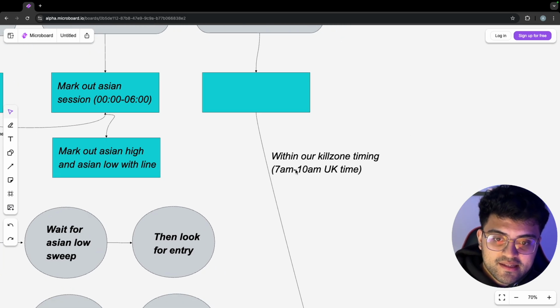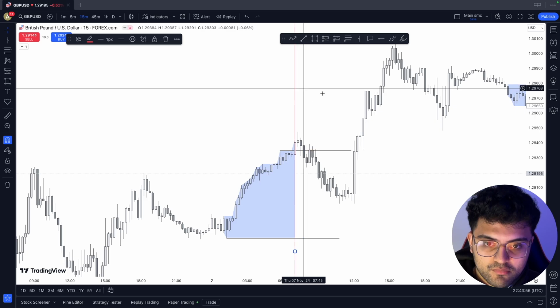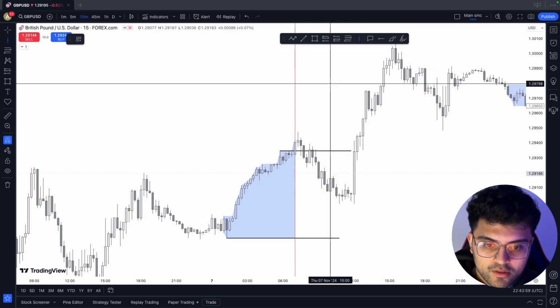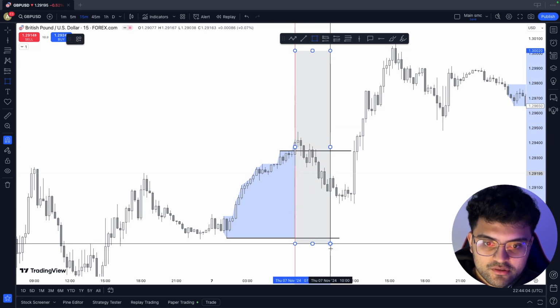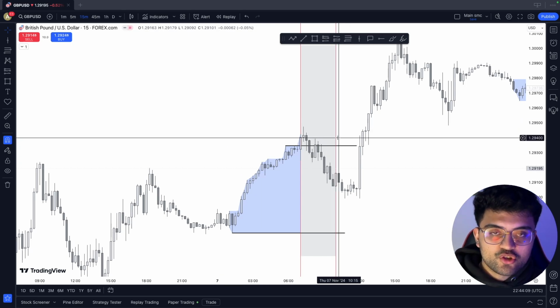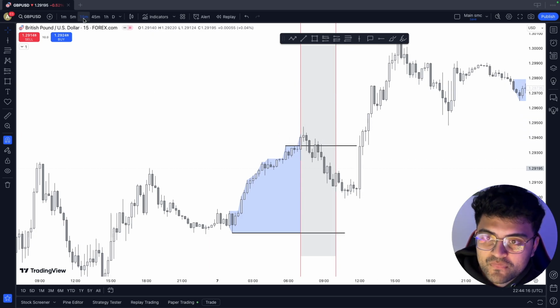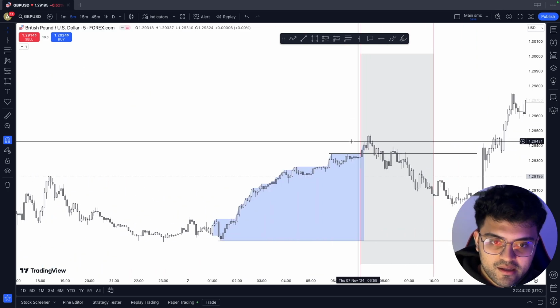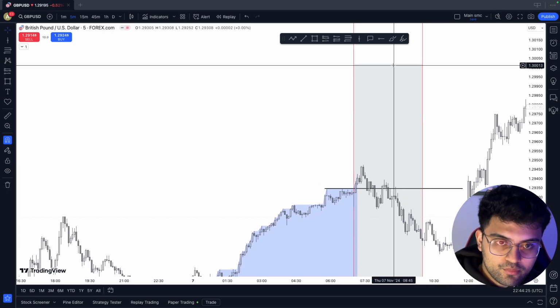Now our session timing is our kill zone, and the kill zone is 7 a.m. to 10 a.m. UK time. So a good rule is to mark out your 7 a.m. to your 10 a.m. Between this window, this shaded area, is where we are going to be looking for our entry model every day. After this, you can leave, because that's done. You don't need to look for the New York session, or the London lull session where nothing's happening. You want to be looking at this time window, 7 a.m. to 10 a.m., and this is where you're going to be looking for your trade opportunity.